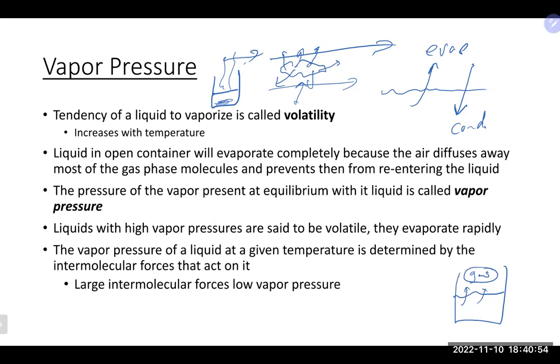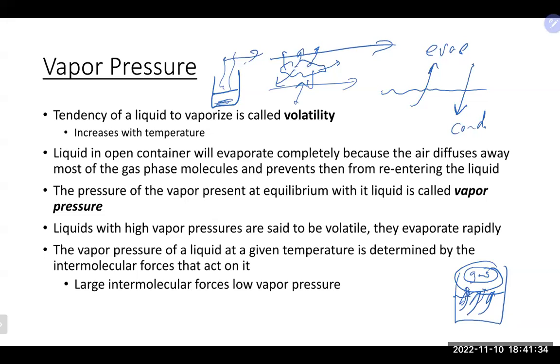Liquids with very high vapor pressure are said to be volatile. They evaporate really rapidly, because in order to have a high vapor pressure, you need a lot of gas molecules, which cause a lot of pressure. So a lot of molecules are evaporating easily and coming into the gas phase. Liquids with low vapor pressure don't get as much evaporation, because you don't have as much vapor over the liquid.